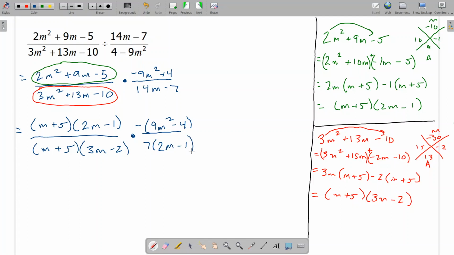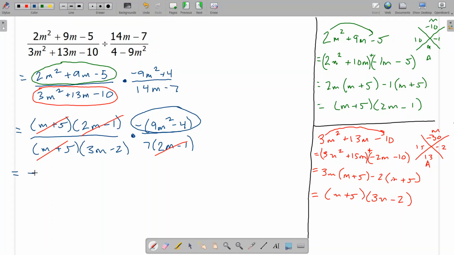So let's cancel some things here. I notice that we have m plus 5s that cancel. We also have a 2m minus 1 that cancels. So what's left? Our numerator here, we said is going to factor further since it's a difference of squares. So let's go ahead and do that.